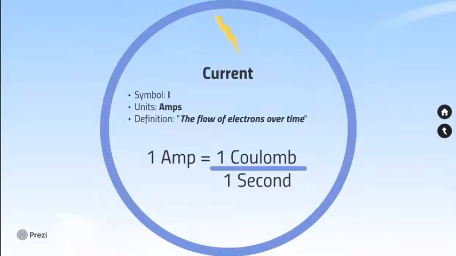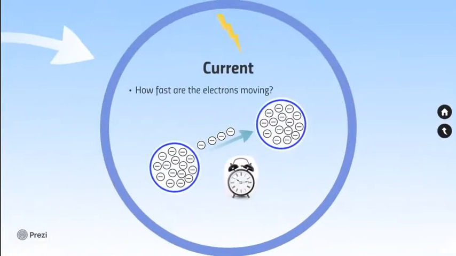Now this is interesting. Current, the symbol is I. The units are amps or ampere. Typically we shorten it to amps. The definition: the flow of electrons over time. So 1 amp is equal to 1 coulomb over 1 second. If you move 6.24 times 10 to the 18th electrons over 1 second, that's the definition of 1 amp. So current: how fast are the electrons moving?